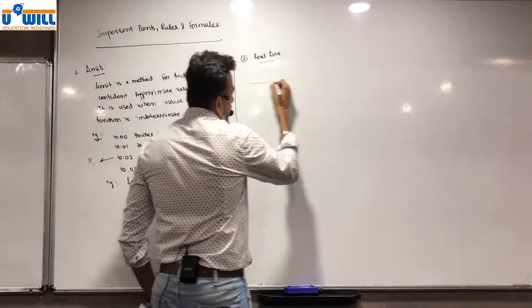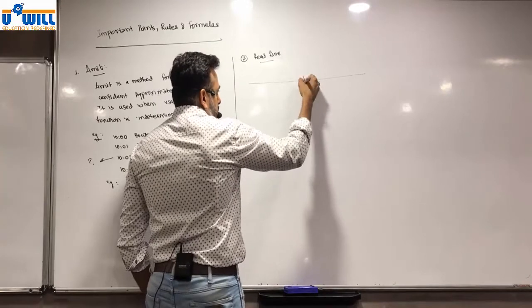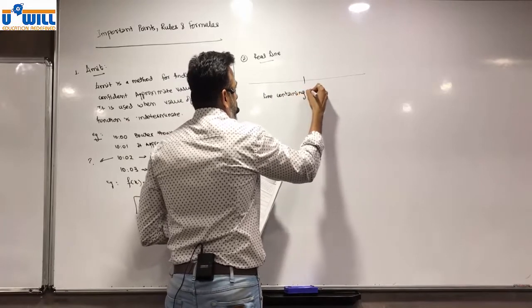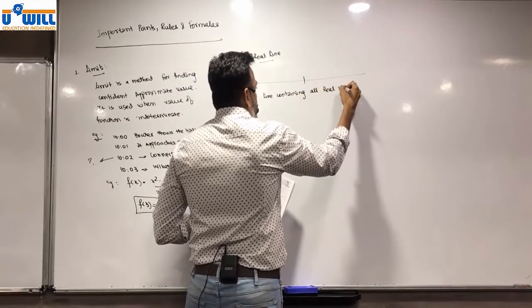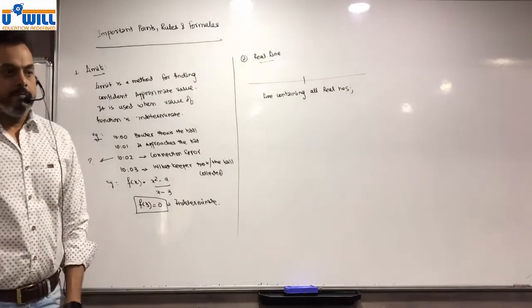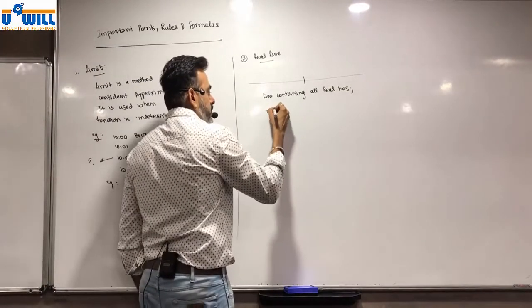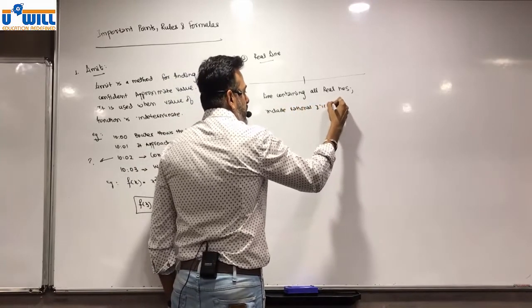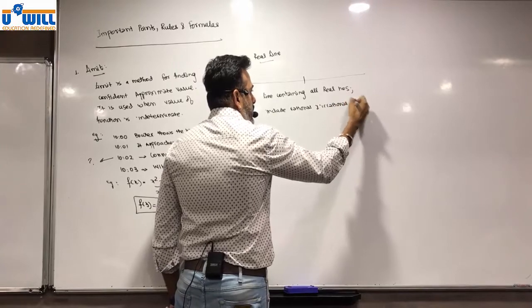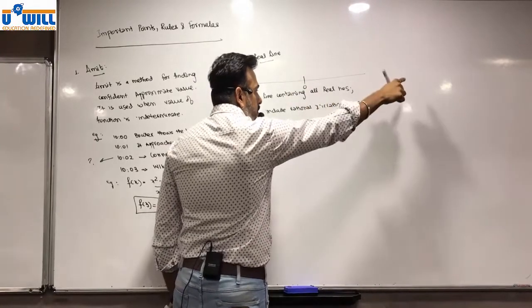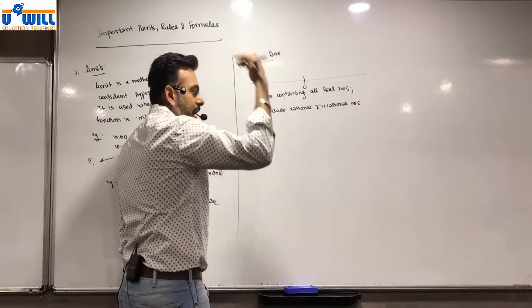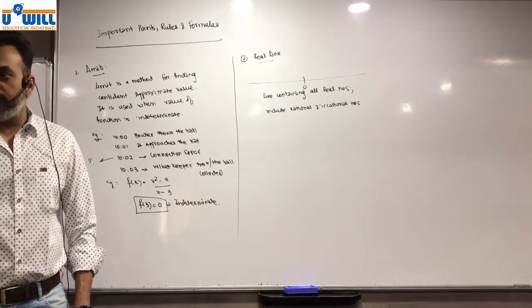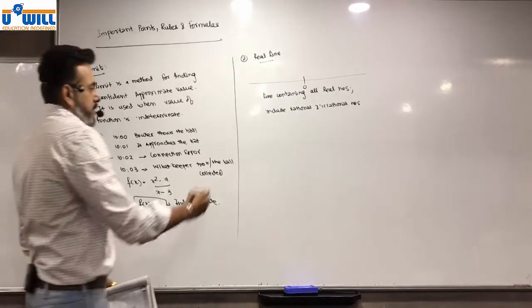Real line. Have you seen a number line? Line containing all real numbers. What are real numbers? They include rational and irrational. Over here 0 and then all positive, all negative. Then they are rational or irrational. Irrational means what? Under root of 2. It is irrational.